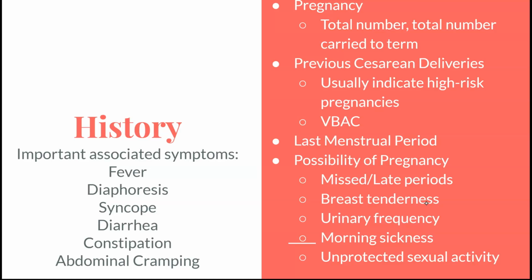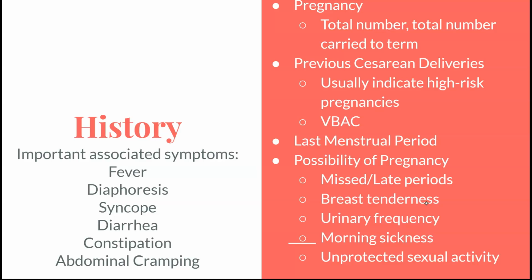If you have a woman who is pregnant, has she delivered vaginally or has she had a C-section? VBAC is a vaginal birth after C-section. It's considered a high-risk pregnancy because there's always a possibility of a uterine rupture along the site of the first C-section.